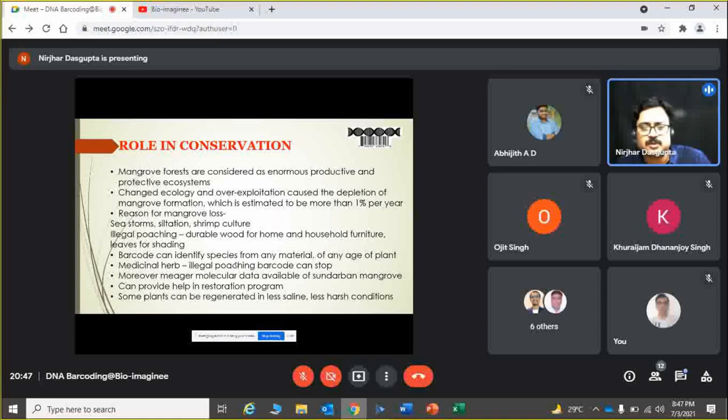Now, this is some of the importance of mangrove, why they should be conserved and how they are getting lost, that is by sea storms, siltation, sieve culture, etc., and also by illegal poaching. From our study, what we can help is that the barcode can identify the species from any material. So barcoding can actually stop this illegal poaching if this is done properly.